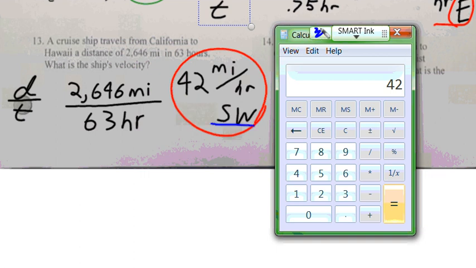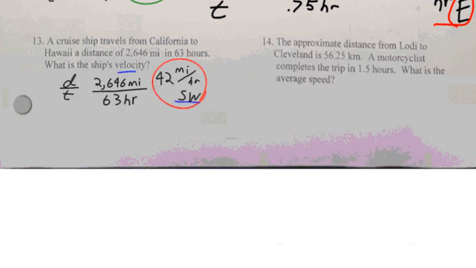Number 14 says that the approximate distance from Lodi to Cleveland is 56.25 kilometers. A motorcyclist completes the trip in 1.5 hours. What is the average speed? Notice that in this problem, it is asking for speed, which means it is not asking for velocity. It is asking for just the speed. You do not have to include the direction in this case. The answer for number 14 can be solved as such. It is another speed problem. It is distance divided by time.